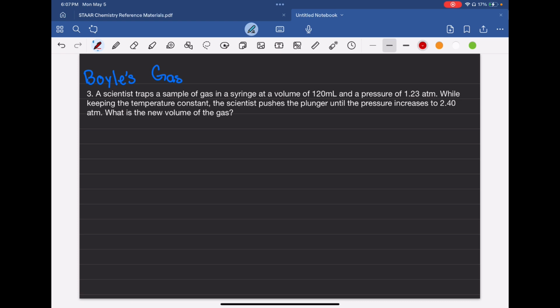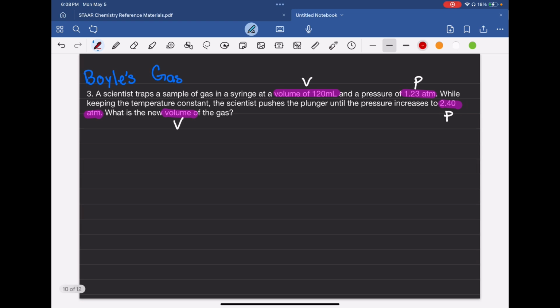Okay, Boyle's law. So a scientist drops a sample of gas in a syringe at a volume of 120 milliliters and a pressure of 1.23 atm. While keeping the temperature constant, the scientist pushes the plunger until the pressure increases to 2.4 atm. What is the new volume? On this question, we are comparing volume to our pressure, right? And this says that our pressure increased, and it's asking for a new volume.